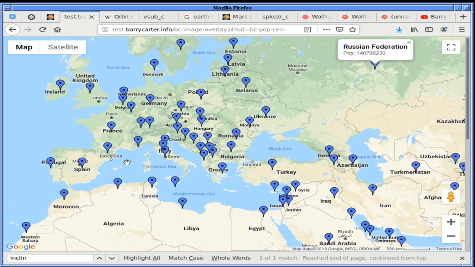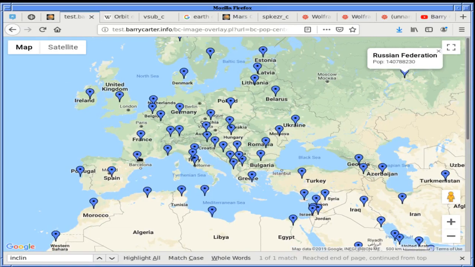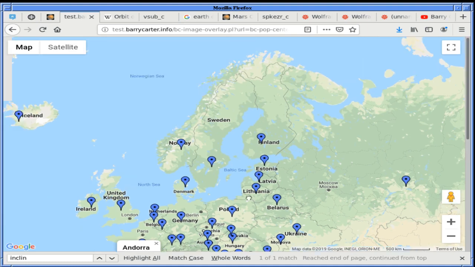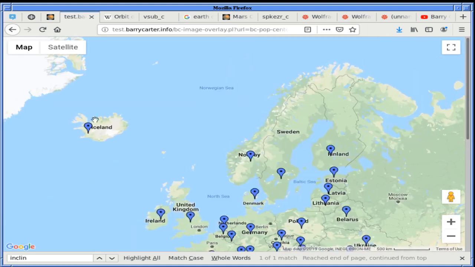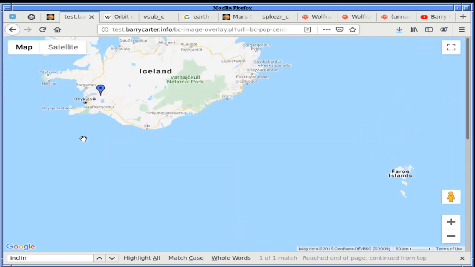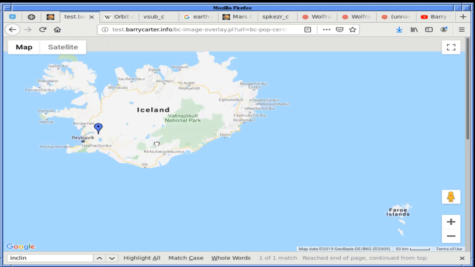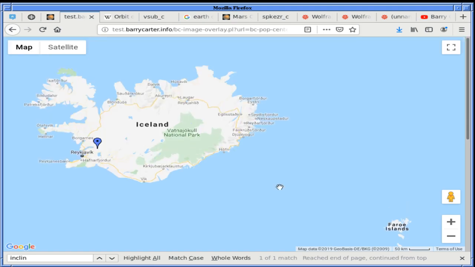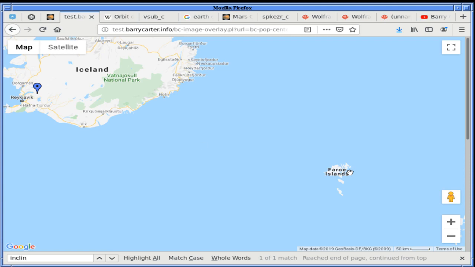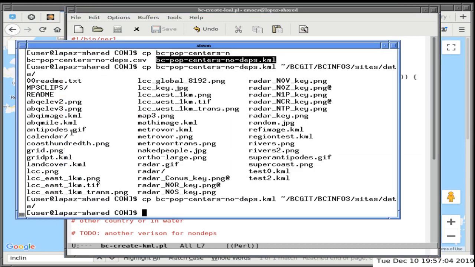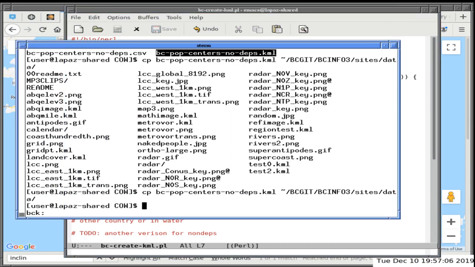So really nothing super unexpected. This is Andorra, by the way. Yay. Nothing super unexpected. And we can see here that Iceland has easily the furthest north center of population. If we zoom in a little bit, we'll see it's actually a little bit north of Reykjavik, which is in the southern part of the country, which is fine. And the Faroe Islands are dependencies, so they don't show up in this map. So the only thing I want to change about this is those big freaking balloons into points.